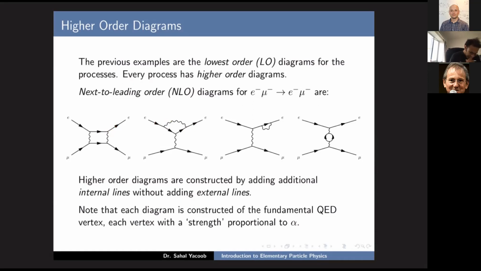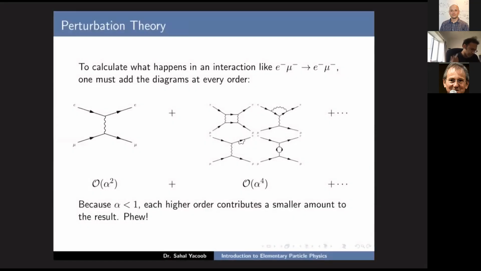So these higher order diagrams are constructed by adding additional internal lines without adding external lines. And each vertex adds a strength proportional to alpha. And when we want to calculate something, we have to add up all the diagrams. Okay, so we start with our leading order diagram, then the next leading order diagram, then the diagrams at the next order with more internal lines, etc.